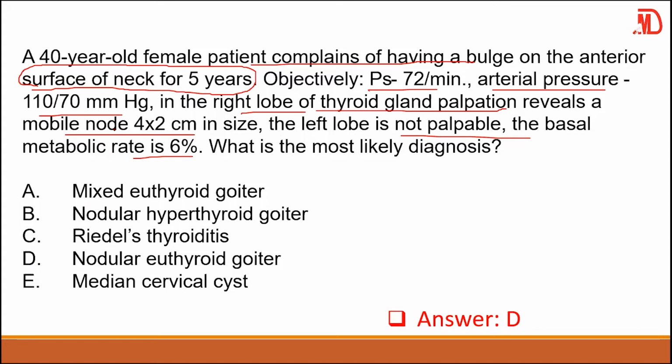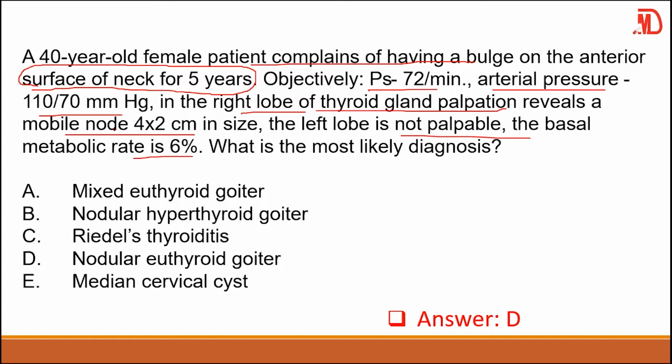Non-toxic means euthyroid. Now, if a goiter comes with signs of hyperthyroidism, we call it what? Toxic. But if it doesn't come with signs of hyperthyroidism, we call it what? Euthyroid or non-toxic. So non-toxic means even though it is there, it's not causing much harm.